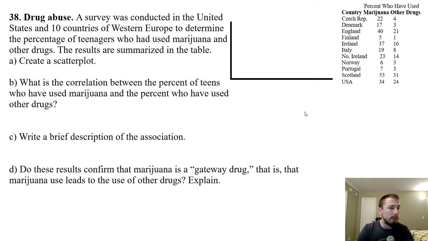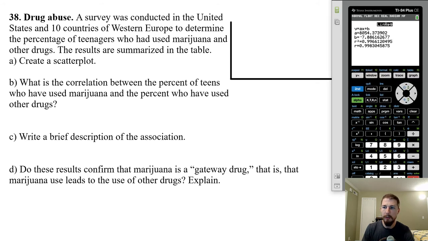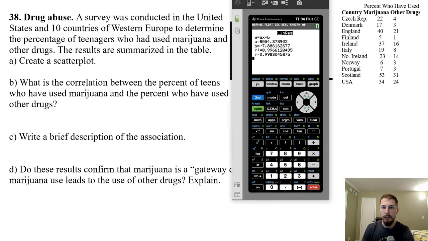All right, so 38, drug abuse. A survey was conducted in the United States and 10 countries in Western Europe to determine the percentage of teenagers who would use marijuana and other drugs. The results are summarized in the table. So we want to go ahead and put all of that data into our calculator.